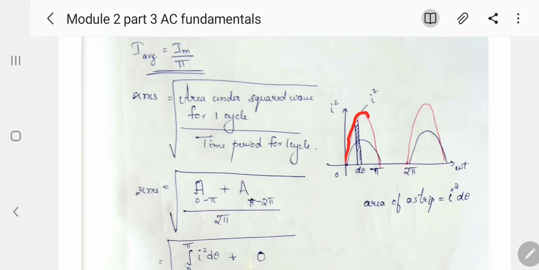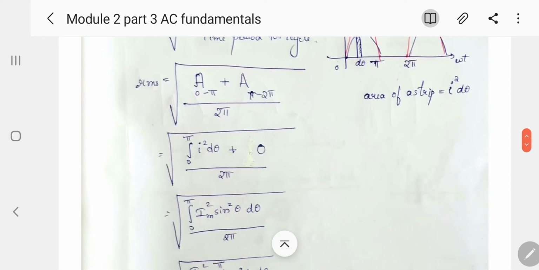Here you can see this red waveform. From here to here becomes one cycle, because it is repeated at this point, 2 pi. Again here we are going to find the area, so we are going to divide the area into two portions: one is the area from 0 to pi, and the second is the area from pi to 2 pi. So you will get the answer as the area from 0 to pi plus the area from pi to 2 pi, whole divided by 2 pi, all under the root.